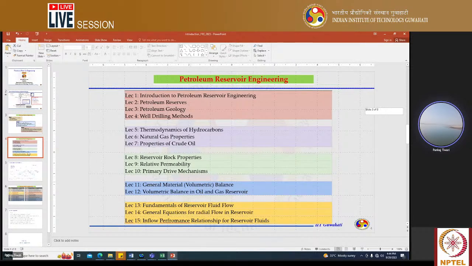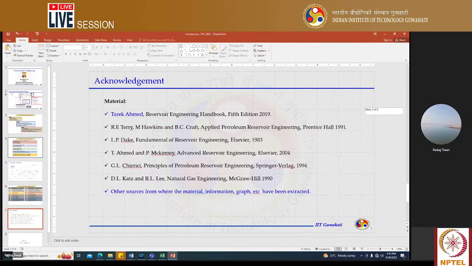In week 4, we discussed the very fundamental volumetric balance equation in general, followed by the volumetric equation for oil and gas reservoirs. In week 5, as I mentioned earlier also, the fundamentals of reservoir fluid and setting up the IPR equation for different flow regimes and different types of fluid considered. So I think with this, the lecture videos and the material in the form of slides would be good enough. Along with that, you can also prefer this book of Tariq Ahmed.